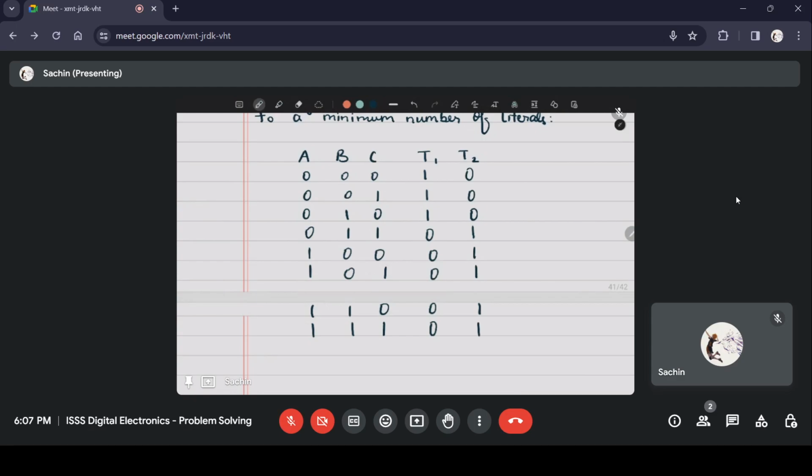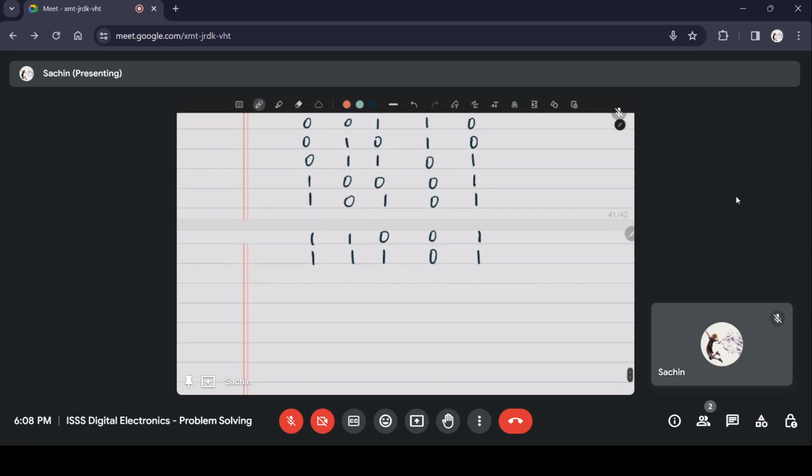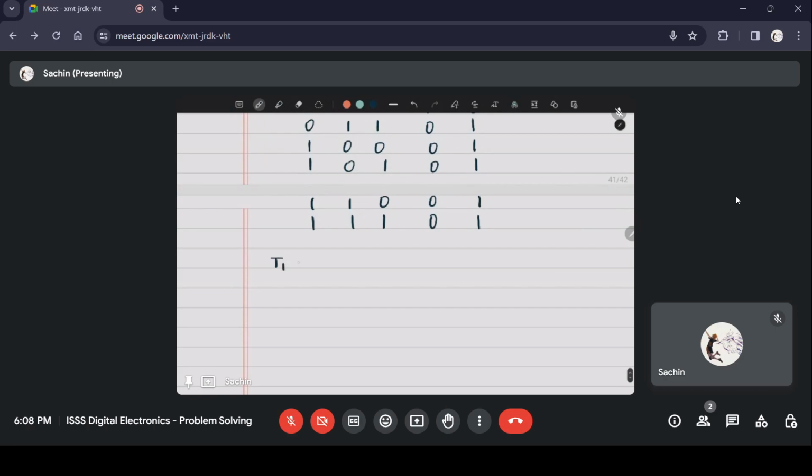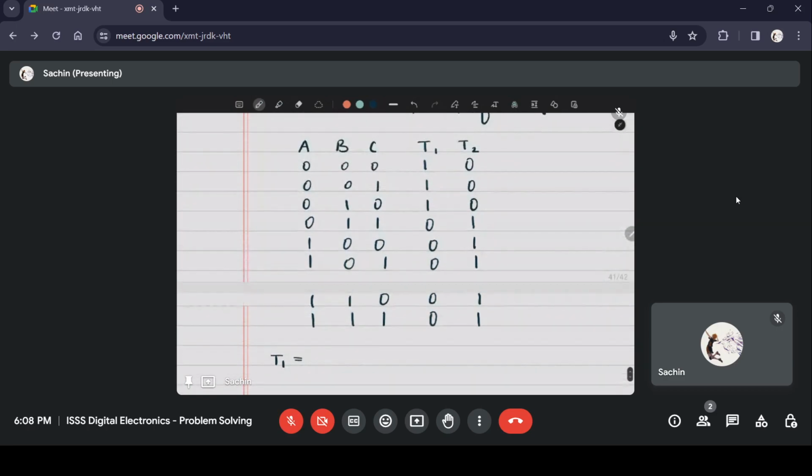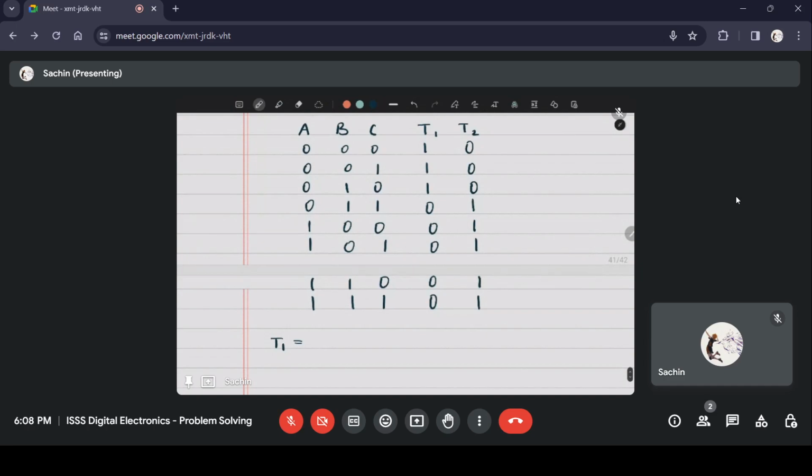So they want us to simplify T1 and T2 to a minimum number of literals. First, we have to write down the function. T1 is sum of min terms. The min terms are those terms corresponding to a 1 in the truth table. So a prime b prime c prime plus a prime b prime c plus a prime b c prime.